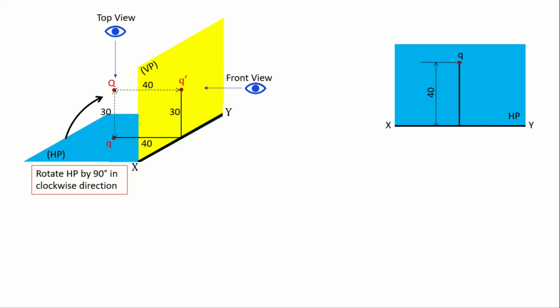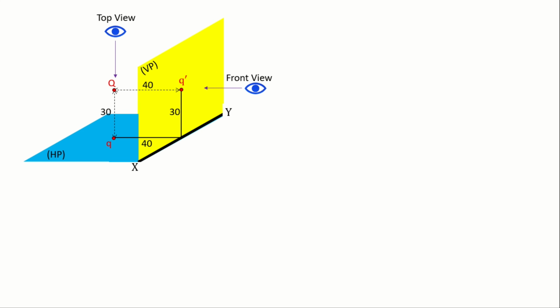So, here in this case, if the point is in second quadrant, both the front view and top view is above XY, and also the space horizontal plane and vertical plane both are above XY. Now, let us see in combination.